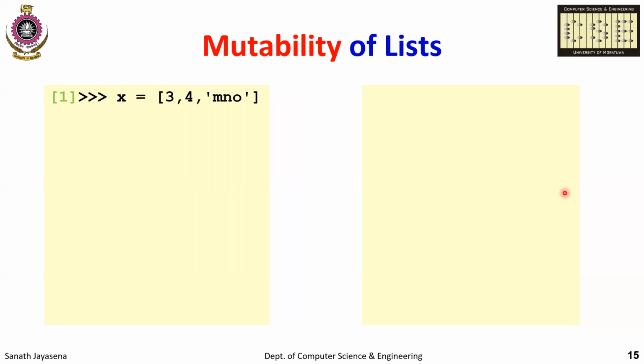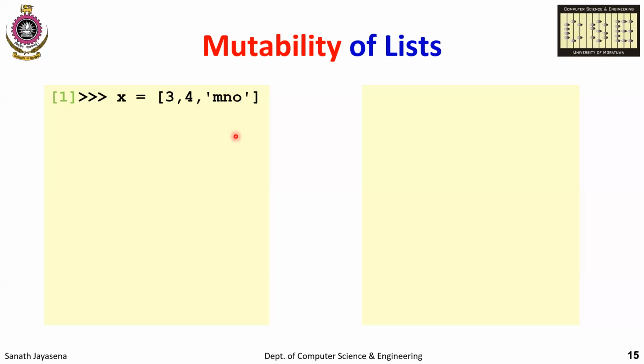Now here we haven't covered anything about lists, so don't worry if this is confusing. You will learn more about lists later. But here the idea is to check or demonstrate the mutability of lists. So here's one way of creating a list: X equals, and within square brackets, a comma separated list of things. So 3 is an integer, 4 is an integer, and we know MNO is a string.